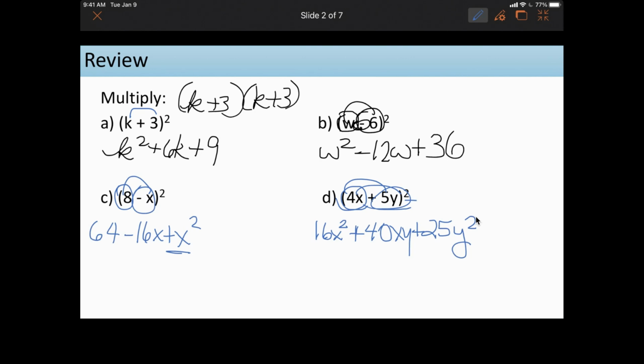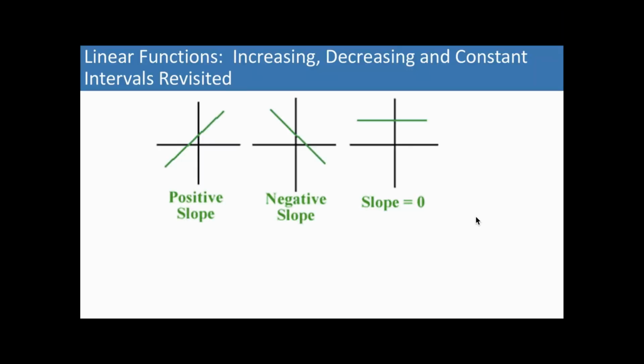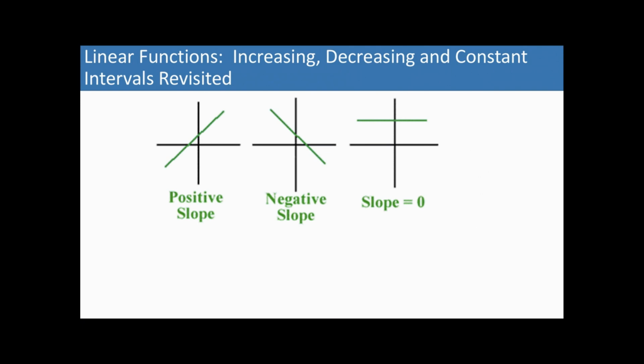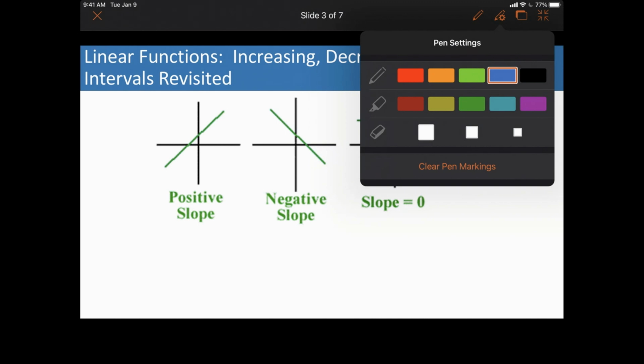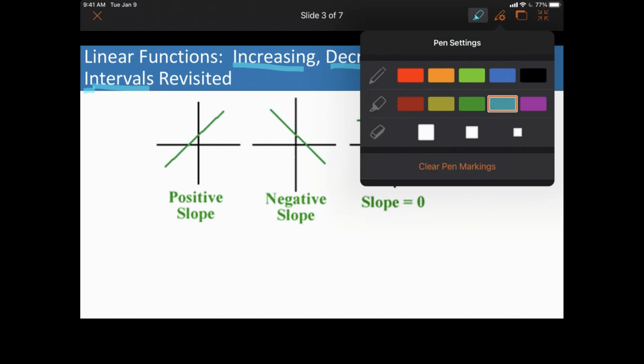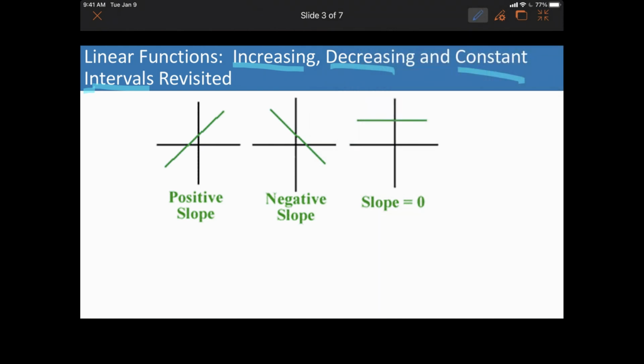Okay. Let's move on to linear functions. Now, we know about the slope of linear functions. We have positive, negative, and zero slope. But this year, we talked about intervals: increasing, decreasing, and constant intervals. So how does that apply to slope? Well, for a linear function, the slope's not going to change all the way through. It's going to stay the same. That's one of the properties of a linear function.